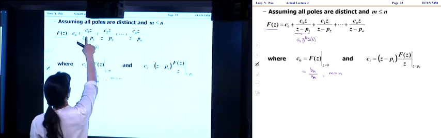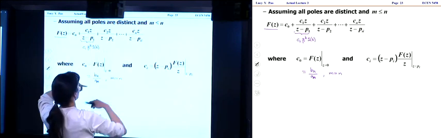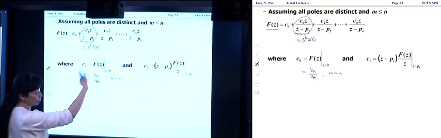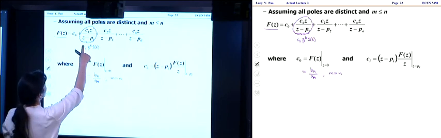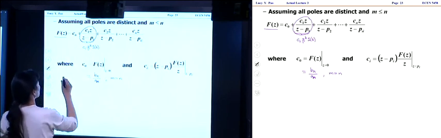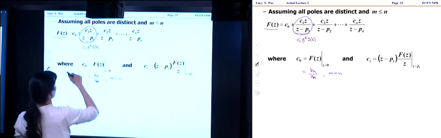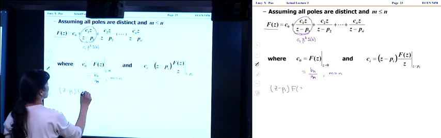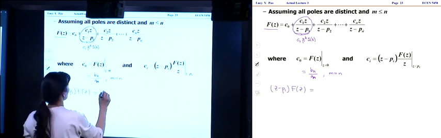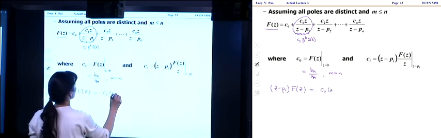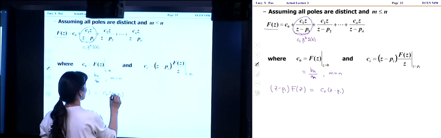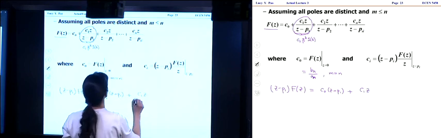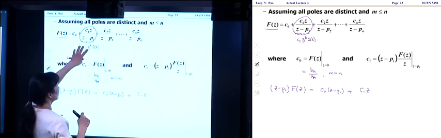Okay, so now let's look at how we solve for the ci, c1 through cn. So here, let's just take a look at this case, and the other ones are all identical or similar. So now, if we multiply both sides of this entire equation by z minus p1, on the left-hand side, we have z minus p1 times f of z. And then on the right-hand side, we'll have c0 times z minus p1, plus c1 z times z minus p1.